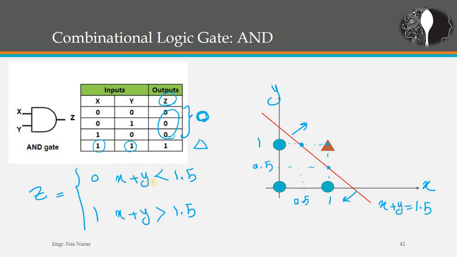We need to put an equal sign for one of them. In this example, it really doesn't matter where we put the equal sign, but based on your data, it's your call and your decision to complete your function. I'm just showing it here. So here we already have a function for a truth table, or for an AND gate.